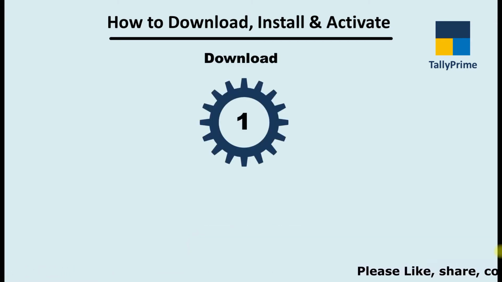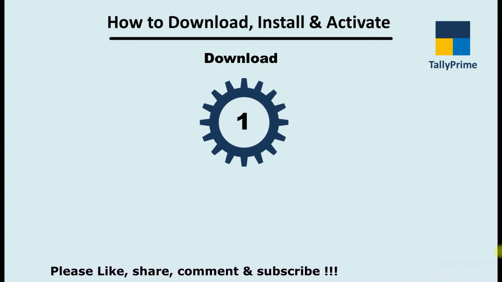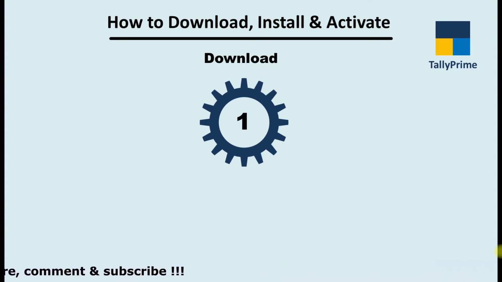First, we are going to see download. If you want to download Tally Prime setup, you need to open the Tally Solutions website www.tallysolution.com. In the download section, the latest installer will be there. You need to click on download and save it in your desktop or laptop, in whichever folder you want.